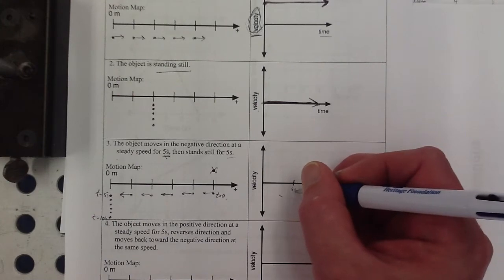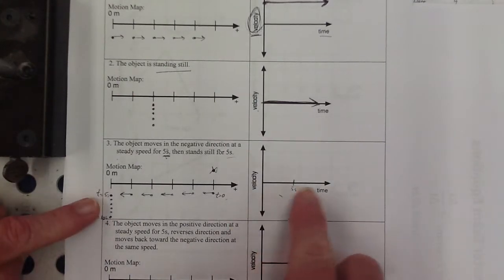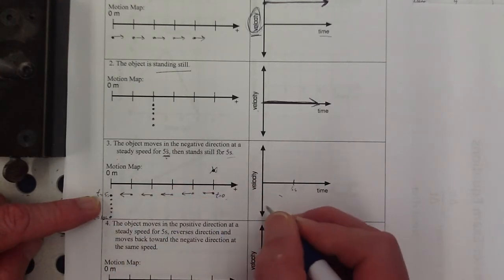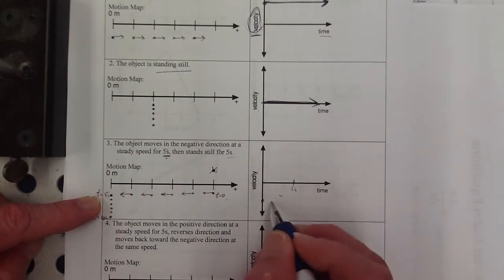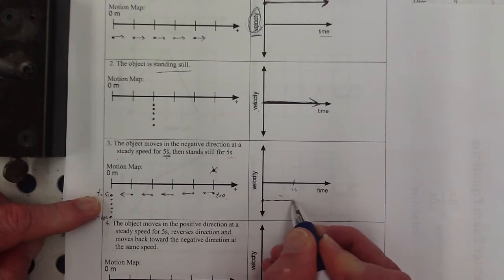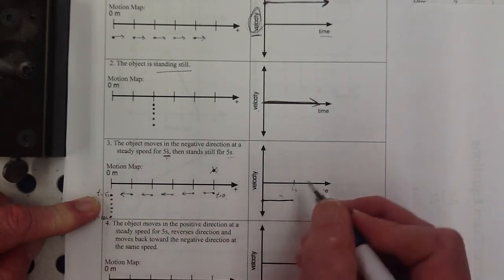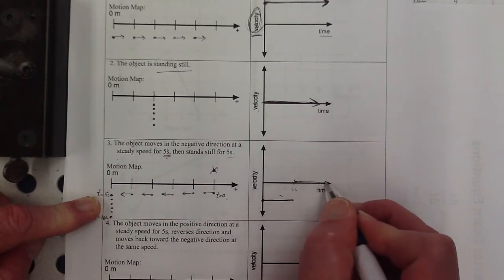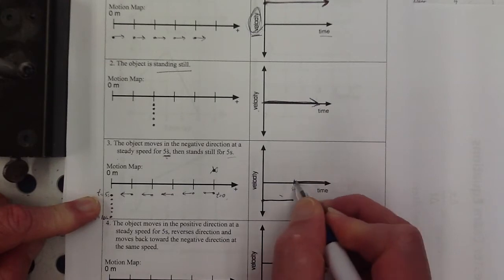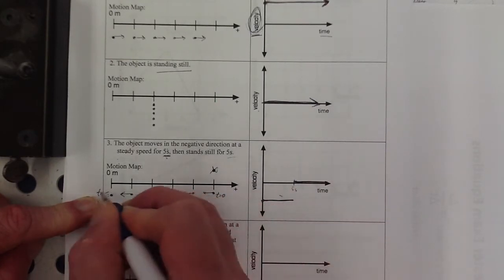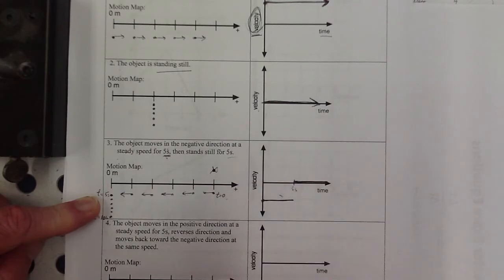I'll make this the 5-second mark. So for the first 5 seconds, it has a negative velocity, some kind of negative velocity that is constant for 5 seconds, right? Negative whatever. And then after that, for the next 5 seconds, it's not moving, so its velocity is 0. So I got two little bits of horizontal lines. Here's the negative velocity, and here's the 0 velocity.